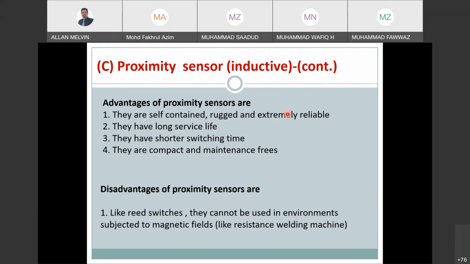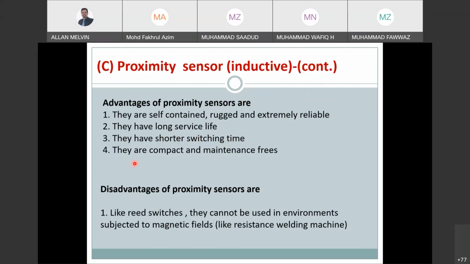So mana-mana pun you boleh tengok proximity sensor in your system. Okay, and they have long service life. So if you can use a sensor for 5 to 10 years, we consider it as a long service life. So meaning for 5 to 10 years, you tak perlu tukar. So it's safe cost. Okay, they have shorter switching time. Okay, switching time maksudnya switching between on and off. So dia already reach the minimum distance, automatically detect. So you no need to wait too long. Okay, so it give a fast response.